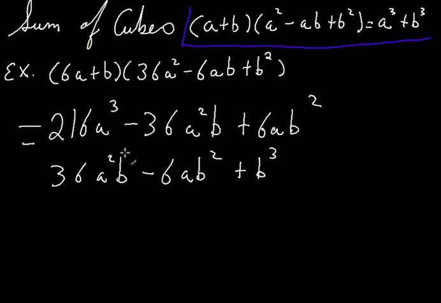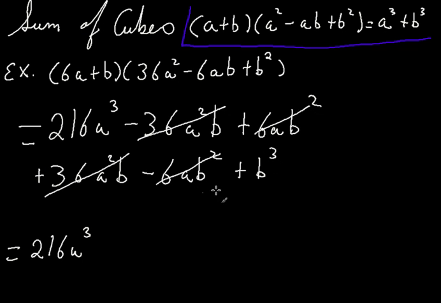Okay, what did we get? What can we compute? I'll put a little plus sign here. It looks like we only have one a cubed, so that would be the a cubed term. Negative 36a squared b, positive 36a squared b. These are going to cancel. Then I have 6ab squared minus 6ab squared. These cancel. So I'm just left with this term and this term, plus b cubed.